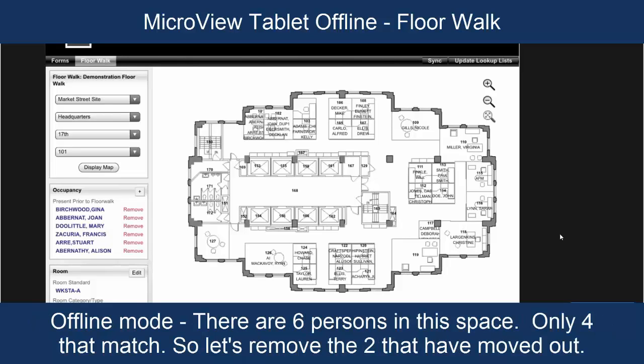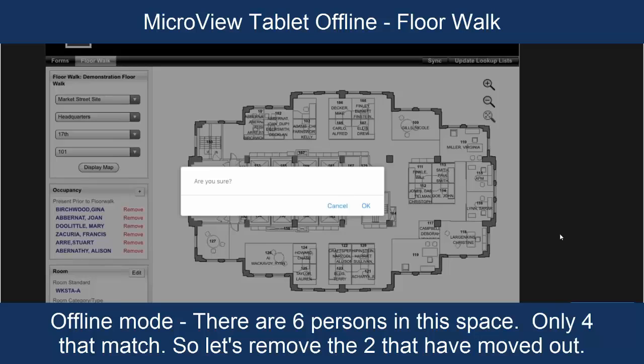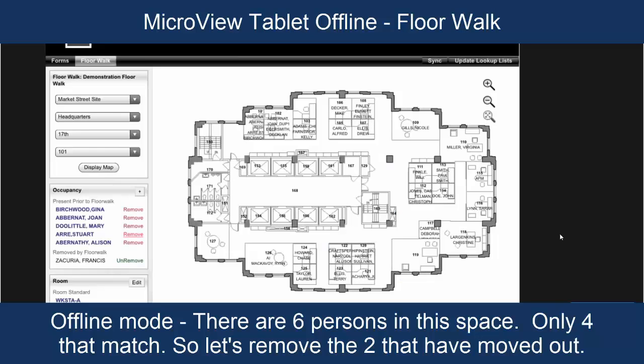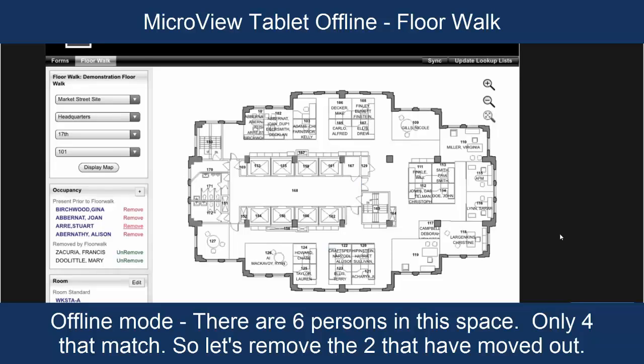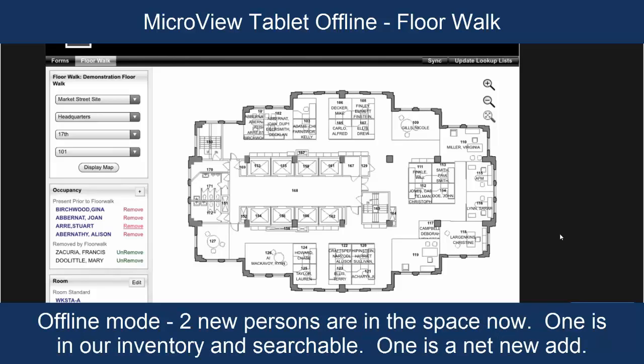So in this case, we've got 6 people showing as physically sitting in the space, but if our physical inspection of that space reveals that there are only 4 of those people that are still there, we can remove some of those folks that aren't sitting there from the space. So if we decide that Francis Zachariah and Mary Doolittle are not in fact sitting in the space, we'll go ahead and mark them as removed. It's real easy to put them back. You just click the unremove link.